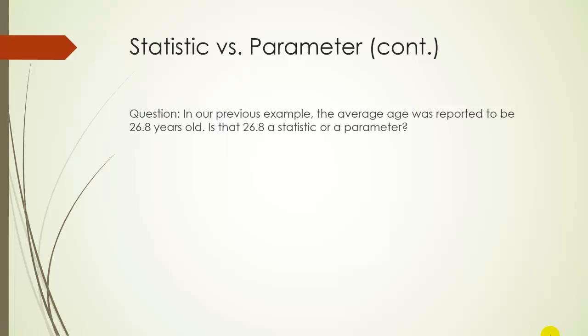Continuing on, going back to our previous example, we saw that the average age was reported to be 26.8 years old. Is that 26.8 a statistic or is it a parameter? Well, remember, we looked at a sample, and this was a sample average that was 26.8 years. So therefore, it must be a statistic because it's coming from a sample.